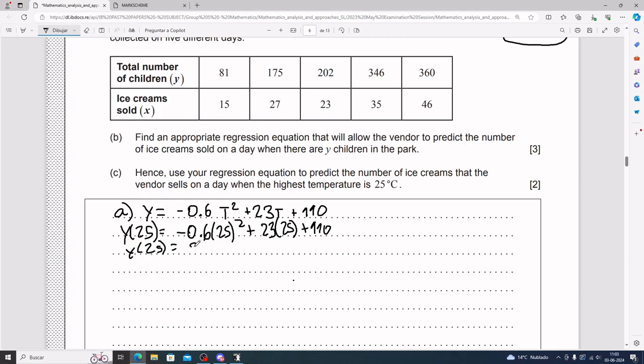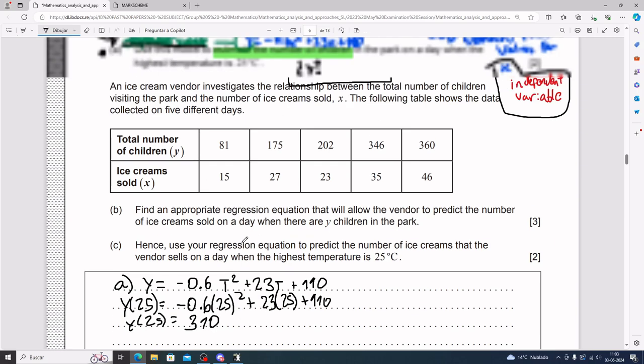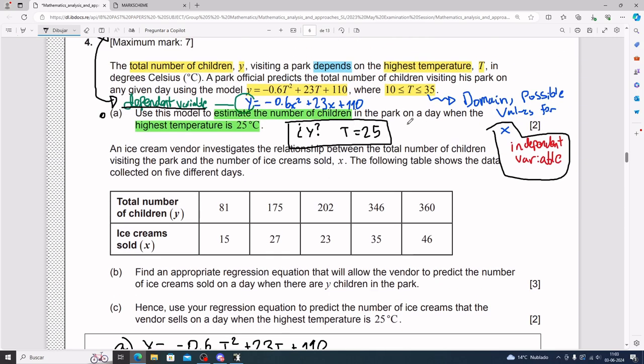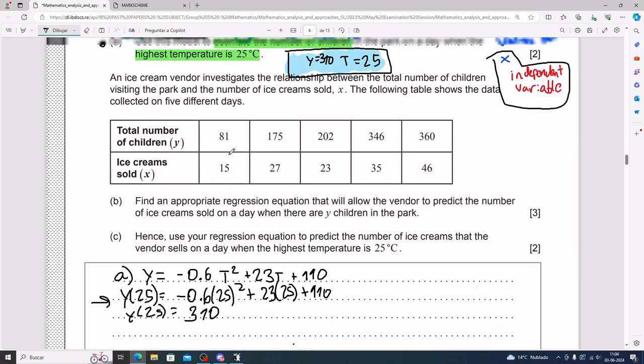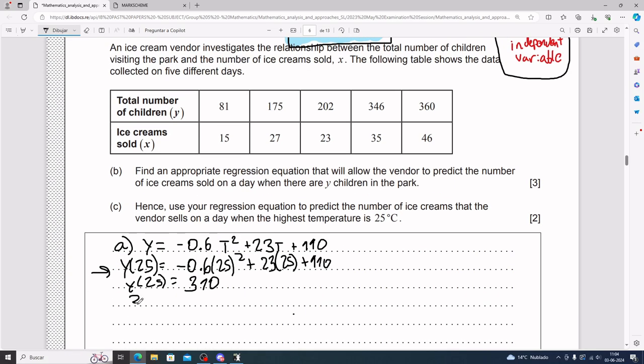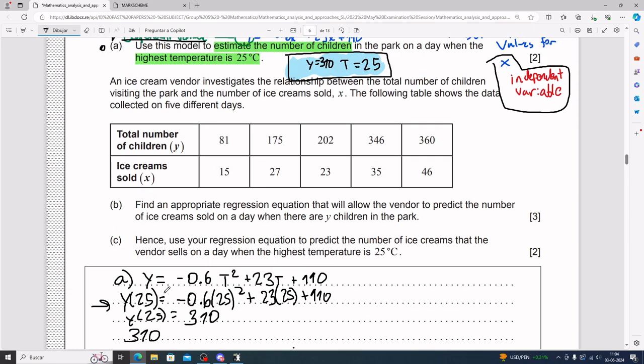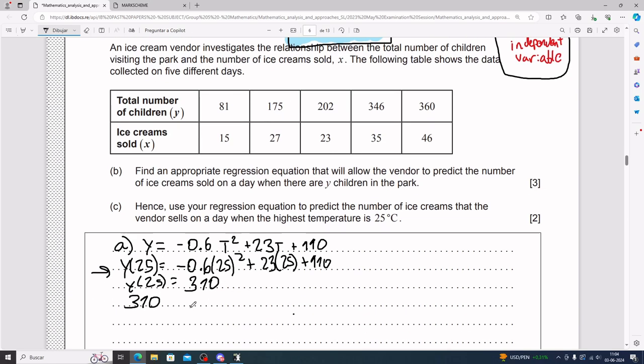And so for part A, we got 310. And so this means that when t equals 25, y has to equal 310. Okay, and this, which I'm putting in blue, is basically my final answer. If you want to get full credit, well, you did your method down here by showing that you plugged in 25. That's a very important step. And I guess the last thing you can say is that it's 310 children in the park.